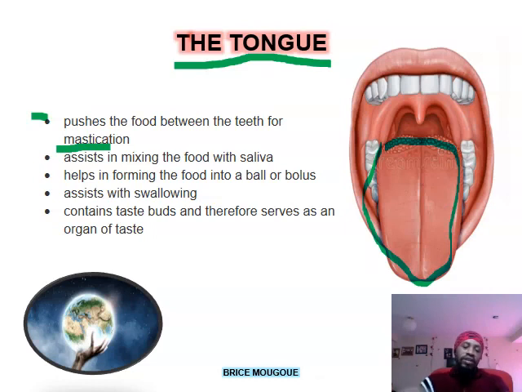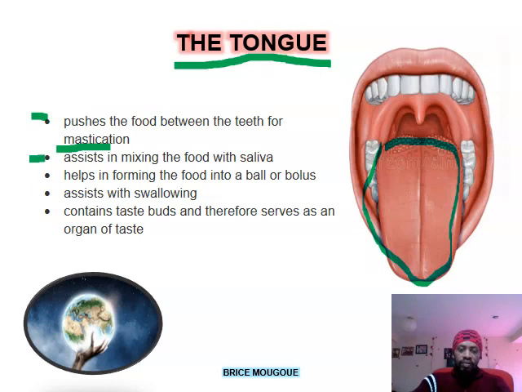Secondly, while the tongue is pushing the food, it's also rolling the food and mixing it with saliva for two purposes, so that the food can be moist for easy swallowing, and again so that the food can be slippery for lubrication, because saliva contains water to moisten the food and mucus to make the food slippery. Again, that's the second one.